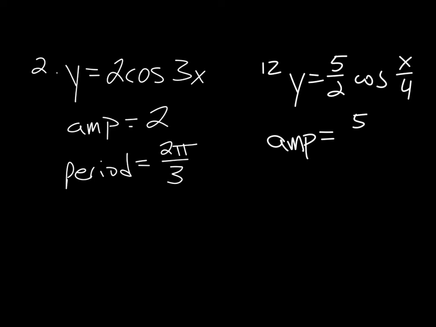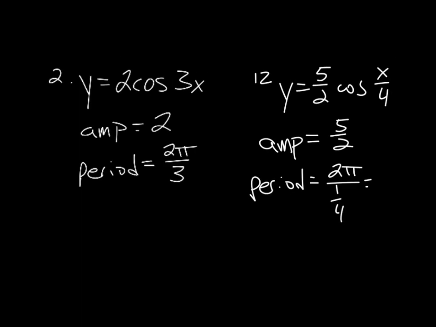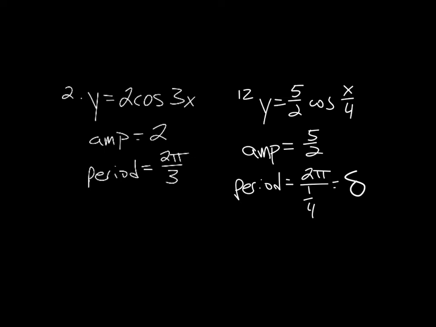5 over 2. And so what does that mean again? It's going to go up to 2 and a half, 5 over 2, and it's going to get down to negative 2 and a half, negative 5 over 2. Okay. And then the period, you're doing 2 pi divided by 1 over 4, so just 4. So then the period is 8 pi.